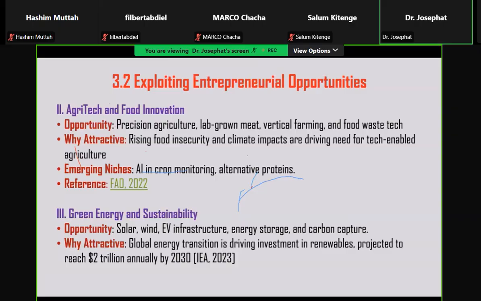Why these are much more attractive? Tunasema global energy transitions is driving investment in renewables. Kwa sasa hivi tukiangalia kwenye global energy transitions, kuna transition kubwa sana ya matumizi ya energy, ambapo tunaenda kwenye renewable energy. Renewable energy tunaenda kuangalia kwamba source ambayo inatokana na maji, ambayo inatokana na wind, ambayo inatokana na solar and the likes, and which is projected to reach $2 trillion annually by 2030s. So that's a lot of opportunity there as well.